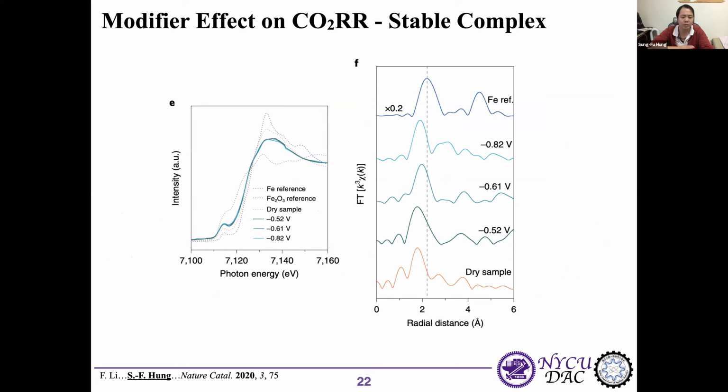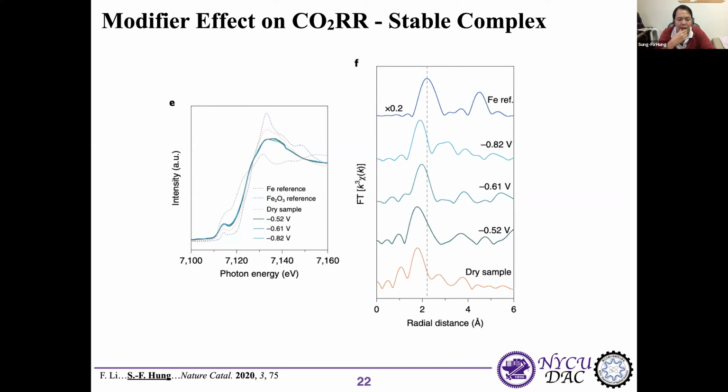Okay, so for now, we desire to know about the severe environment of the electrocatalysis, because we supply the electricity and we add the electrolyte, so it is quite severe. Okay, so can the complex survive or not? This is a question that we want to know. So we conducted the in situ XAS to verify this question.